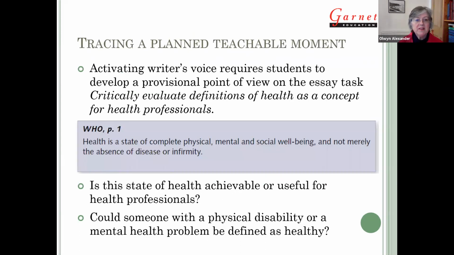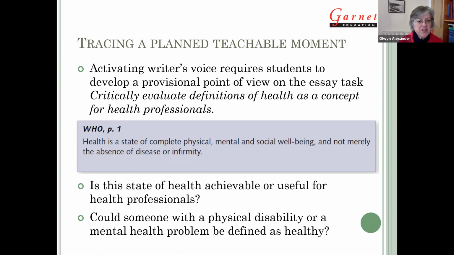So this is the planned teachable moment that we're going to analyse to show you how the toolkit was used. And it requires the students to develop a provisional point of view on the essay task, critically evaluate definitions of health as a concept. And so the scaffolding planned teachable moment was to say, well, look at the WHO definition.